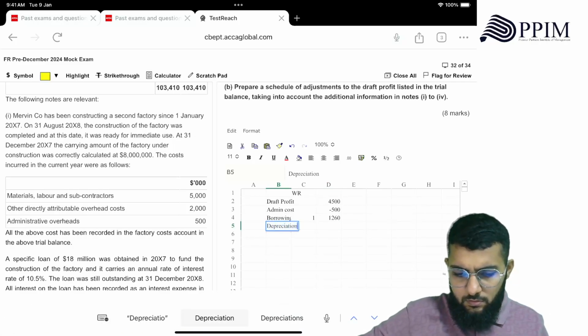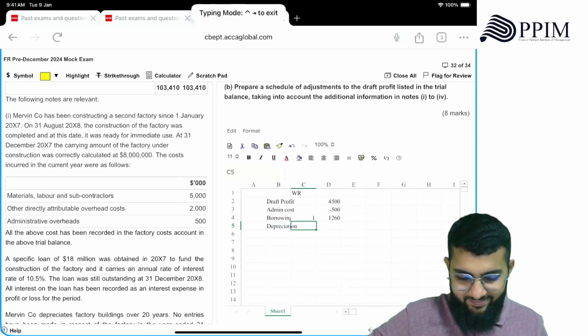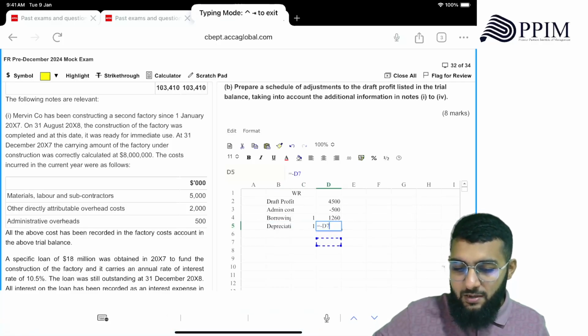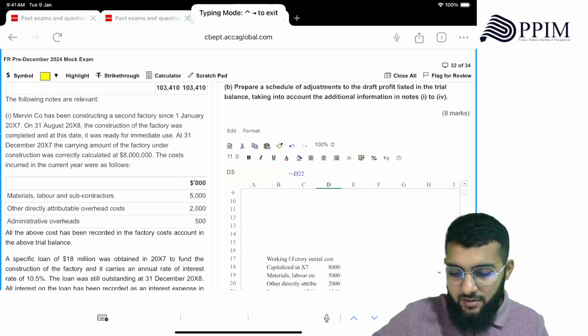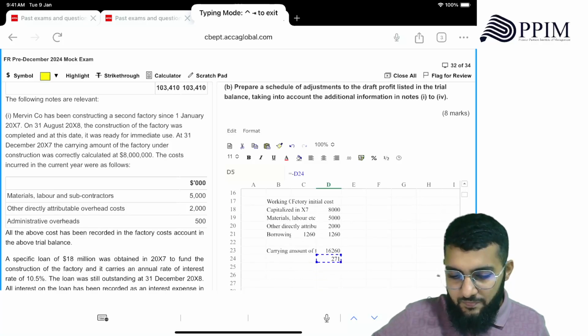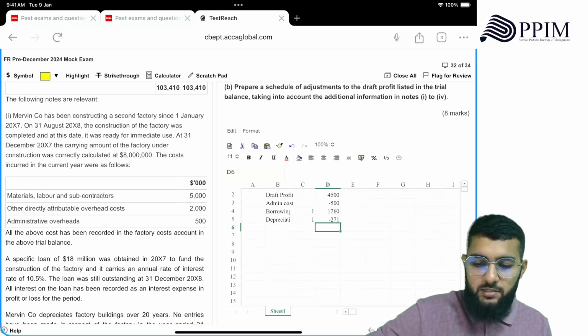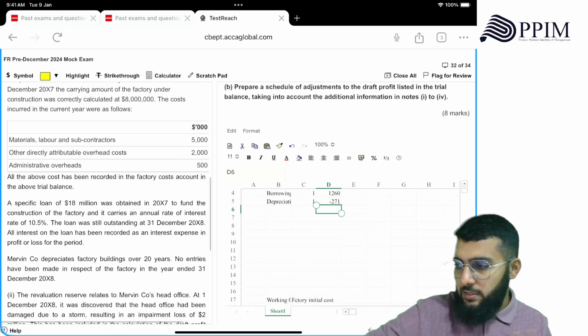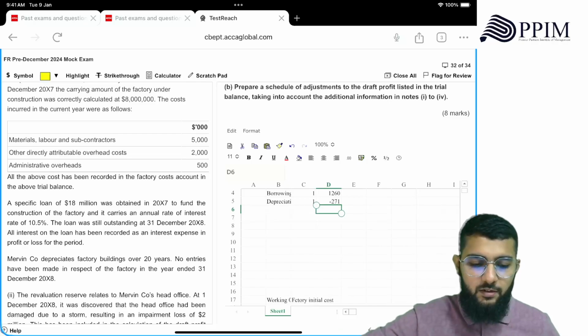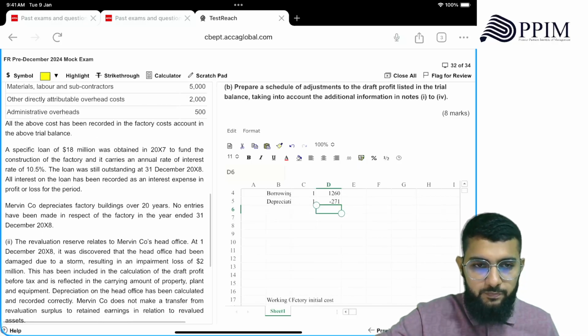I got into decimals, then I was so confused. Depreciation is going to be deducted, right? Depreciation is deducted from the adjusted profit. Okay, so that is the first note. Done?